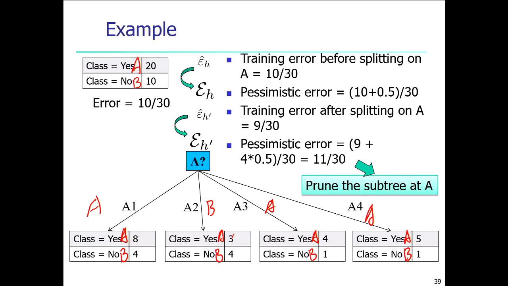Okay? Then you calculate the error. The error for A1 is the number of elements or samples whose class label is not A, which is B. So it's 4 here. And for A2, because the label you assign to A2 is B, the error is the number of elements whose label is not B, which is A. So it's 3 here, and so on and so forth. That's why when you add the circled numbers together, you've got 9 here.